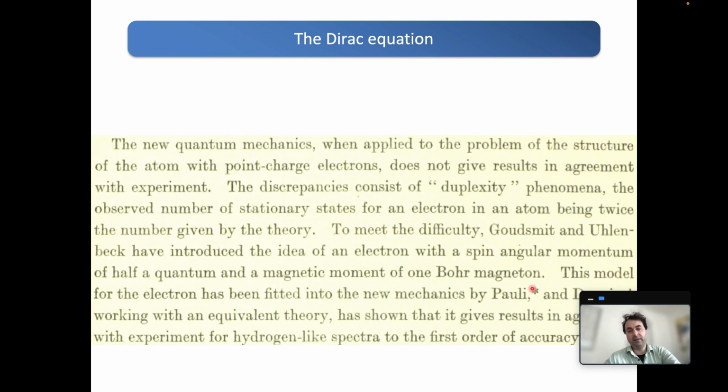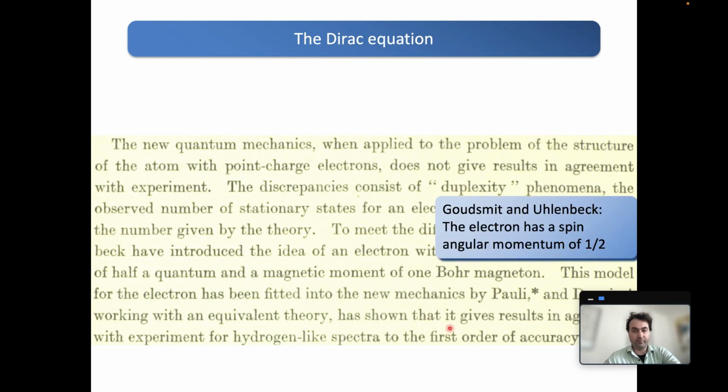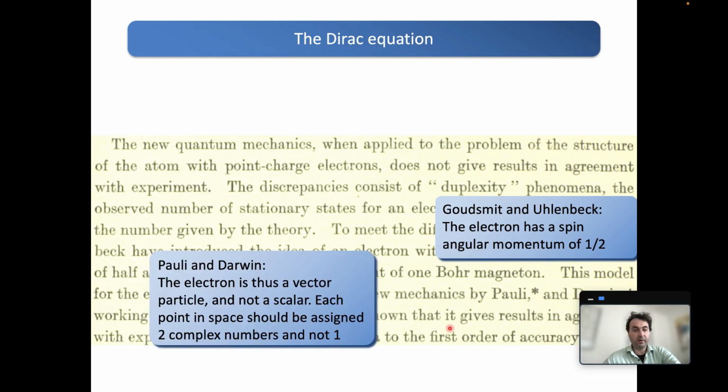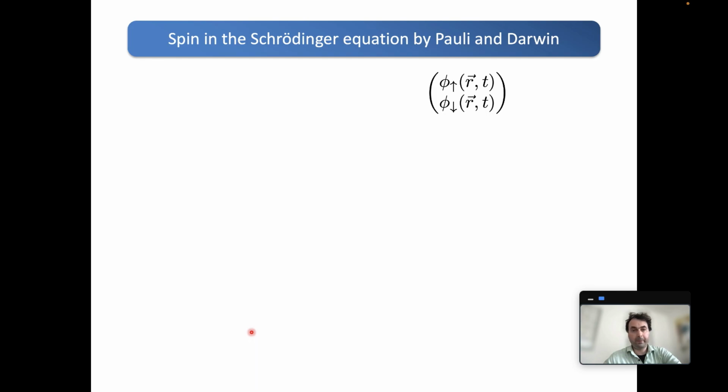So back to the idea that Dirac has. We have to look at an equation that can include the spin and becomes Lorentz invariant. And Goudsmit and Uhlenbeck already showed that we have a spin angular momentum of a half. And then, as Dirac also wrote, Pauli and Darwin basically made an equation where this was added to the Schrödinger equation in a relatively ad hoc but working way compared to experiment. So let's have a look at the equations that Pauli and Darwin proposed.